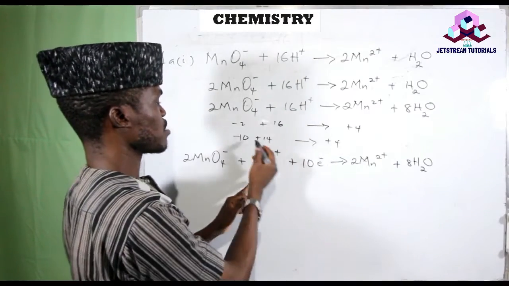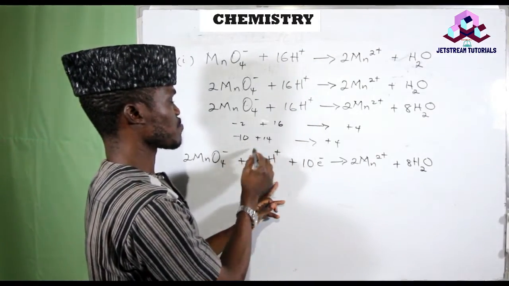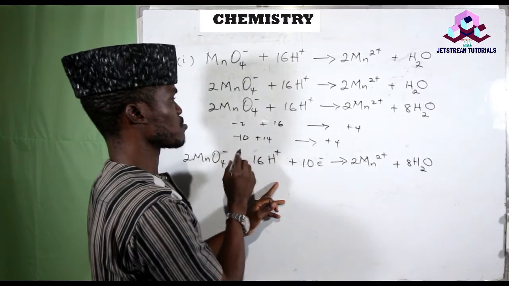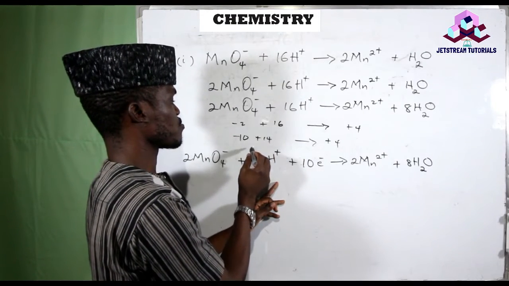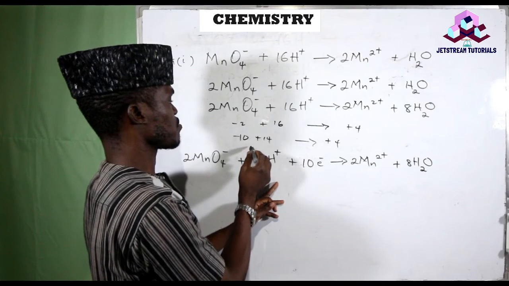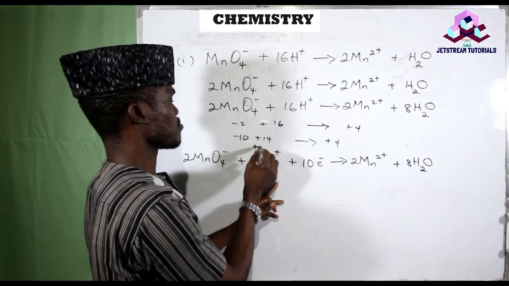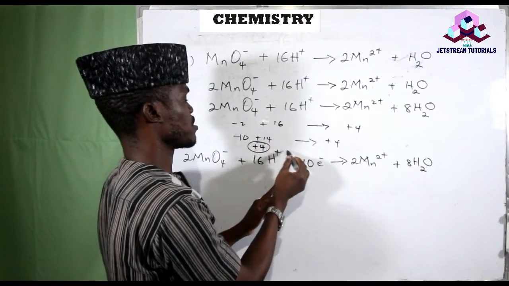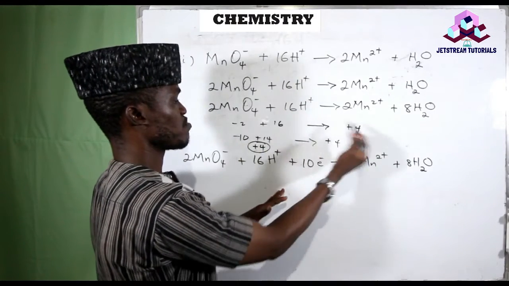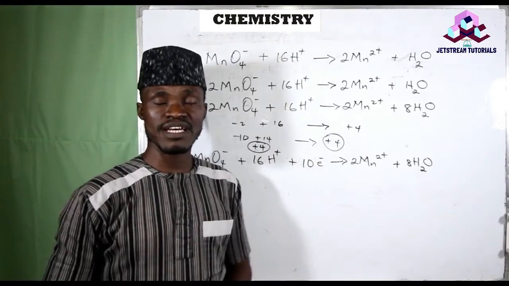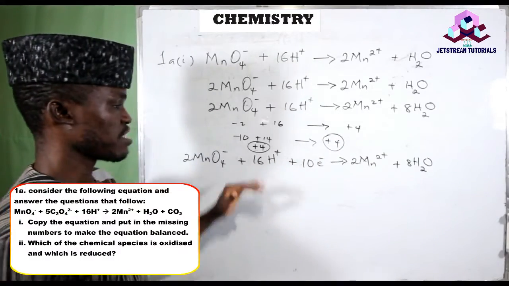So in this case, you get to realize that minus 10 plus 14 gives us plus 4. What do we have here? We have plus 4. By this side we have plus 4, and by this side we also have plus 4. So you get to realize that the equation is balanced.